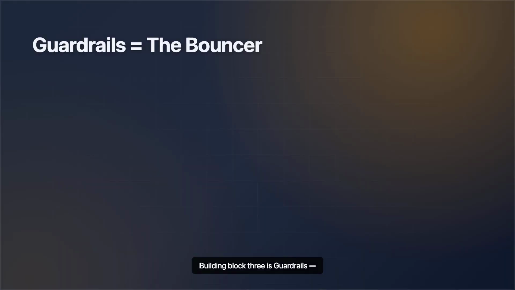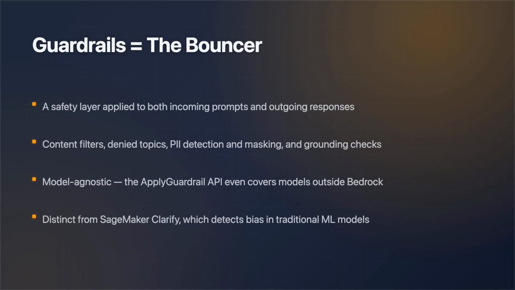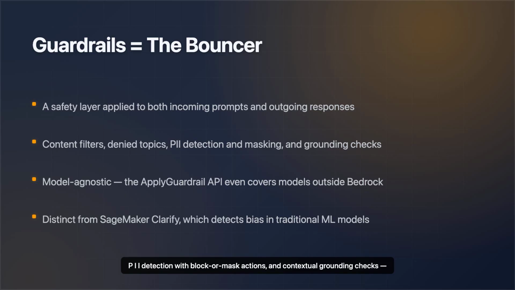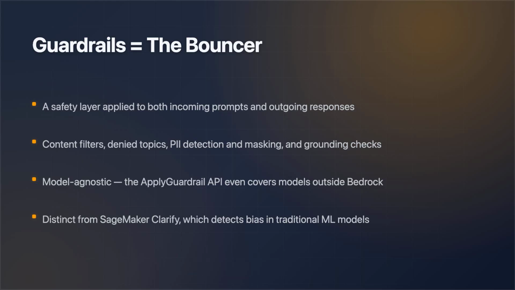Building block 3 is guardrails. Think of it as a bouncer stationed at both the door and the exit. It checks incoming prompts and outgoing responses. It gives you content filters, denied topics you define in plain language, PII detection with block or mask actions, and contextual grounding checks. That last one is the same feature Beacon Labs uses to make sure its summarizer never invents a dosage. And it's model agnostic. Through the Apply Guardrail API, you can even wrap models that aren't hosted on Bedrock at all. One thing to keep straight: Guardrails is not SageMaker Clarify. We'll draw that line clearly in a moment.